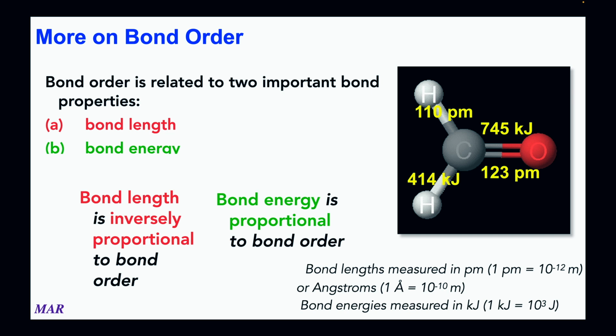Down here in the lower right, I have some units that are used a lot in this section. An angstrom, which is an A with a circle on it, is 10 to the minus 10 meters. And sometimes in lengths they'll either use angstroms or picometers, which is what they're showing up there. A picometer is 10 to the minus 12 meters. And remember that bond energies are often in kilojoules, where a kilojoule is 1,000 joules, stuff like that.